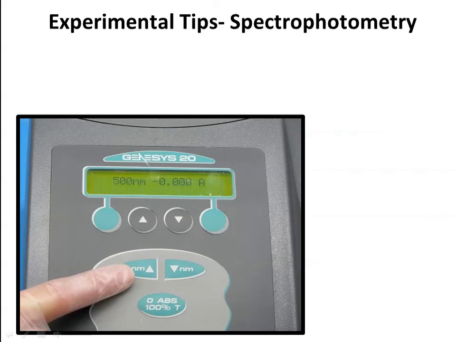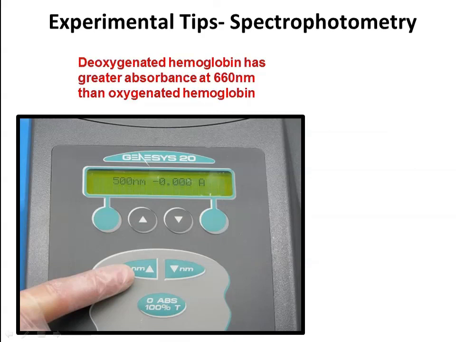Next, let's mention a few experimental tips for using the spectrophotometer in the lab this week. In the main experiment in the lab, you're going to utilize spectrophotometry to differentiate oxygenated hemoglobin from deoxygenated hemoglobin by the fact that these two forms of hemoglobin absorb light differently. And you'll need to keep in mind that deoxygenated hemoglobin will have a greater absorbance at 660 nanometers. So when you're doing the oxygen hemoglobin dissociation experiment in the lab, be sure you set your spectrophotometer to 660 nanometers. And to do that with this spectrophotometer, you would use these up and down arrow buttons here.